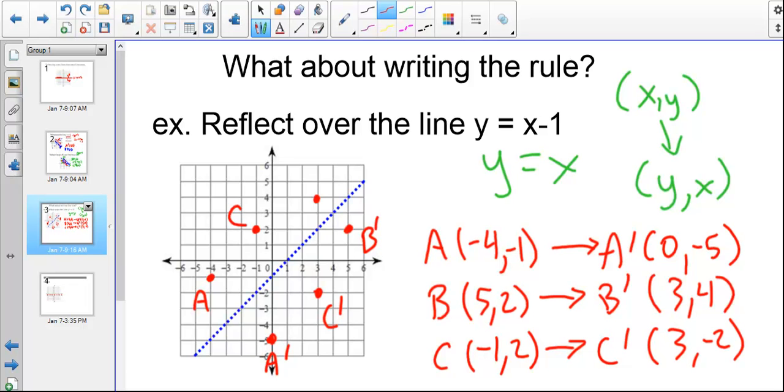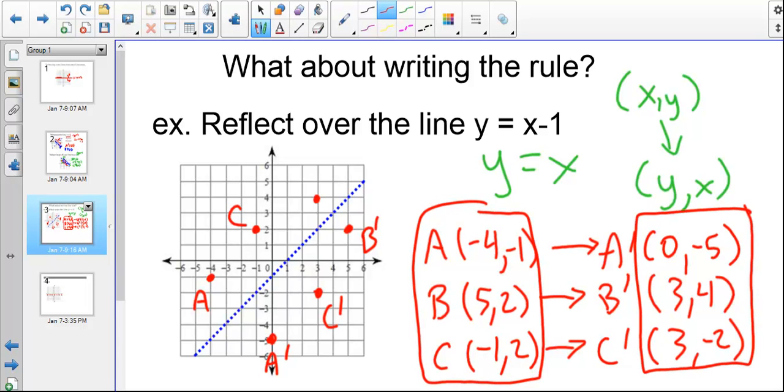So what we want to do at this point is compare my original points to my image points over here and see if I can recognize a pattern. Now, just looking at these numbers, it doesn't seem like there is one, but that's where it goes back to me using this as a base. I know that if I reflect over the line y equals x, it should switch the coordinates. So if I start off with that in mind, let's see if that can help us.